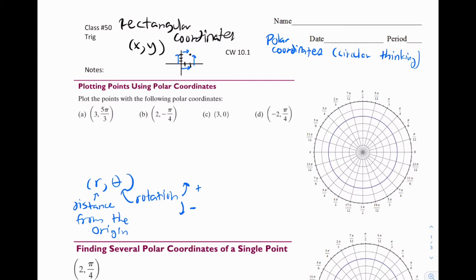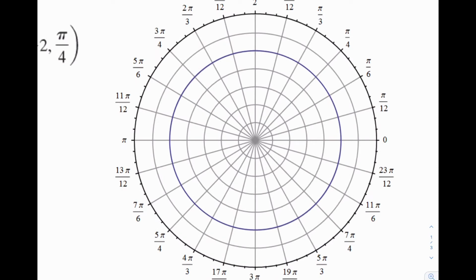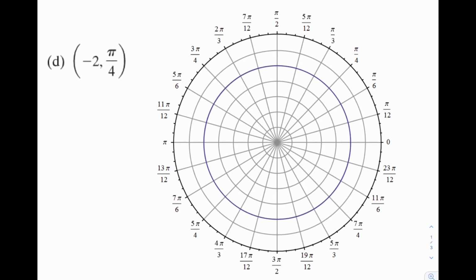A couple tips here: you always start with theta. That's going to help you graph these. So for letter A, it's 3, 5 pi over 3. What I want you to do is imagine, let's look at this right here. Think of this as a bird's eye view, and imagine you're standing right here. Imagine that's the top of someone's head.